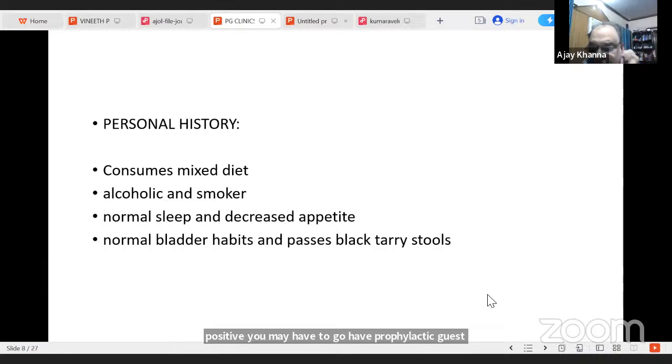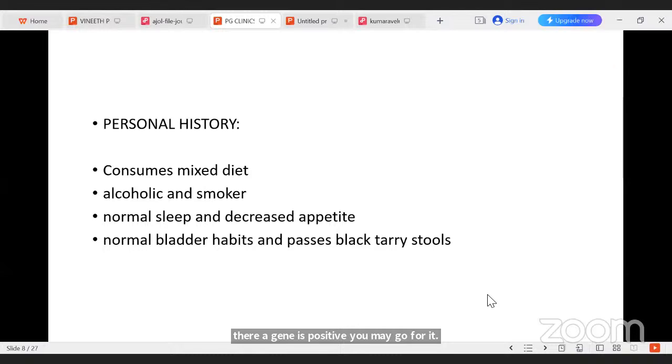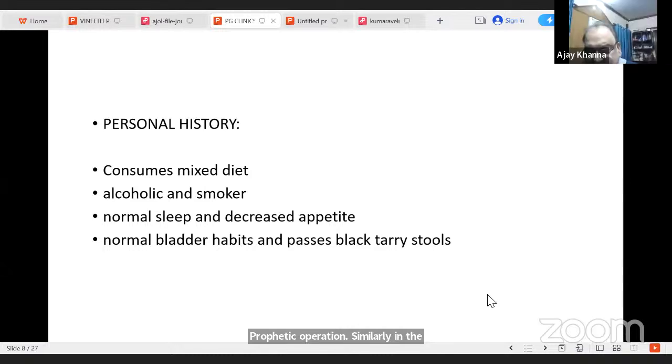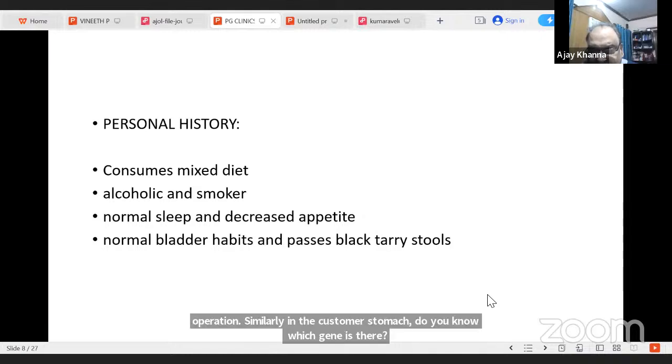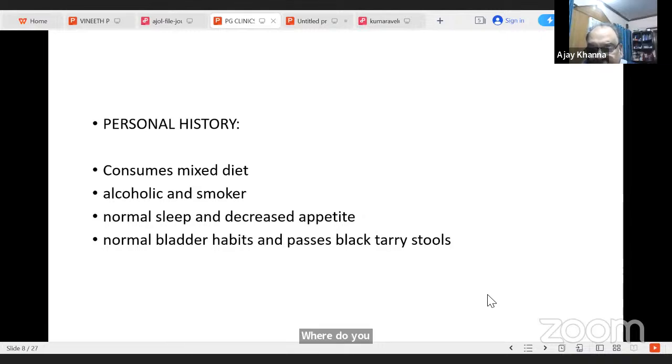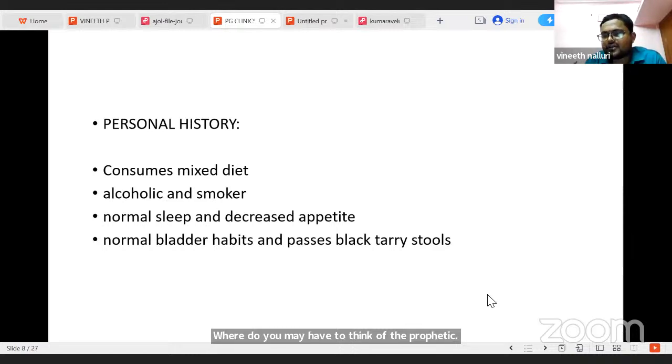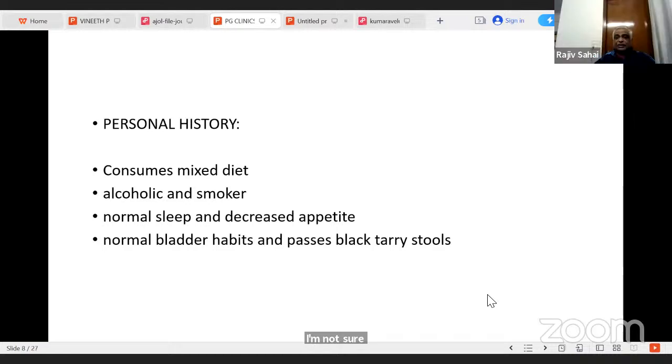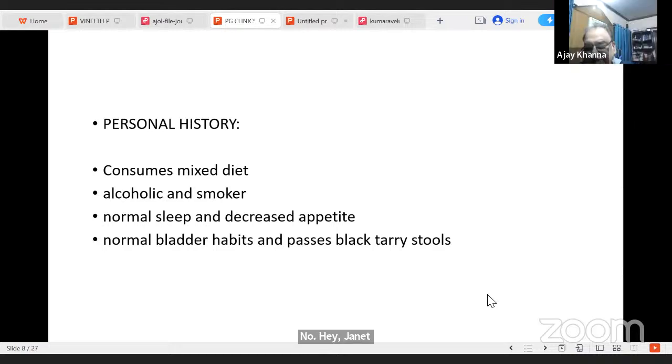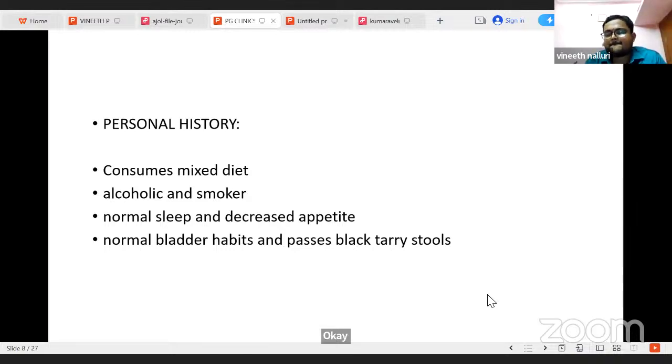You know any gene like in breast cancer? If that gene is positive, or in thyroid cancer a gene is positive, you may go for a prophylactic operation. Similarly, in carcinoma stomach, do you know which gene is there where you may have to think of prophylactic gastrectomy? I'm not sure, sir. Is it APC gene, sir? APC gene mutation, no? E-cadherin is the gene. If that is positive, then you may have to think about going for the prophylactic gastrectomy. Okay, sir. Go ahead.